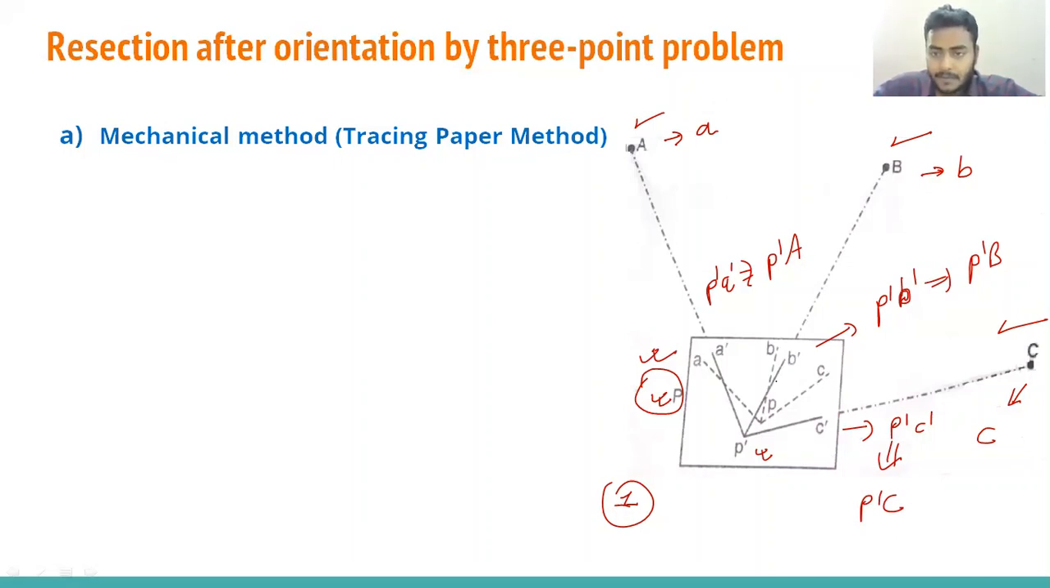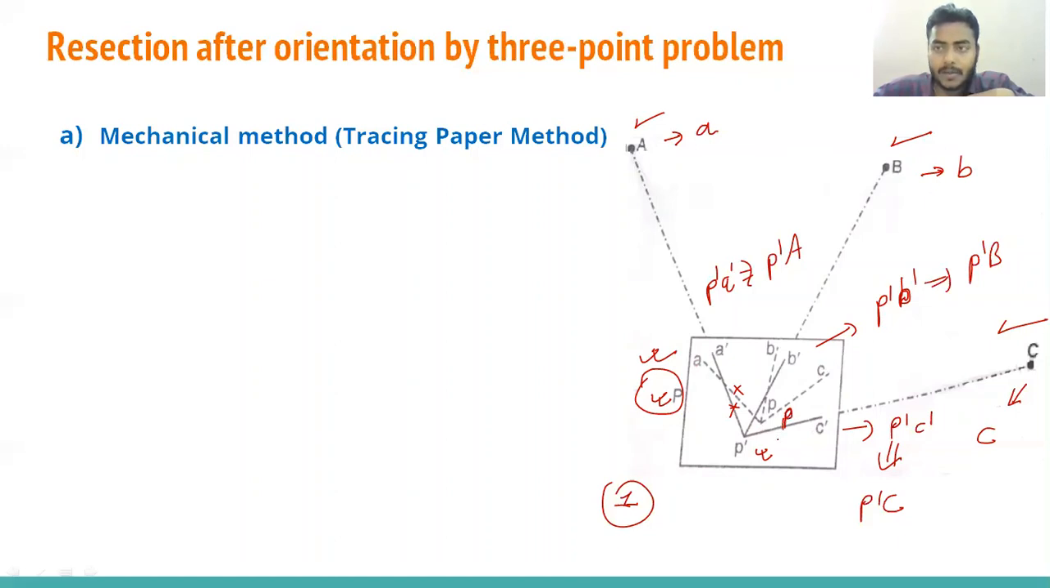Now, once it is done, rotate the tracing paper in such a way that A dash and A will coincide, B dash and B will coincide, C dash and C will coincide, or we can say this portion will overlap. Then transfer the P dash point to the drawing sheet. So that is called P.